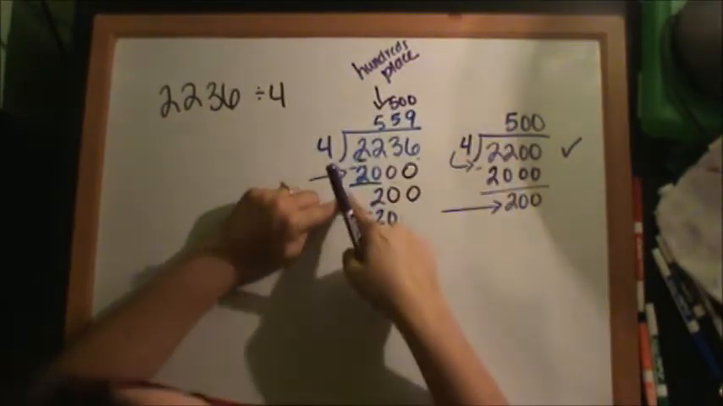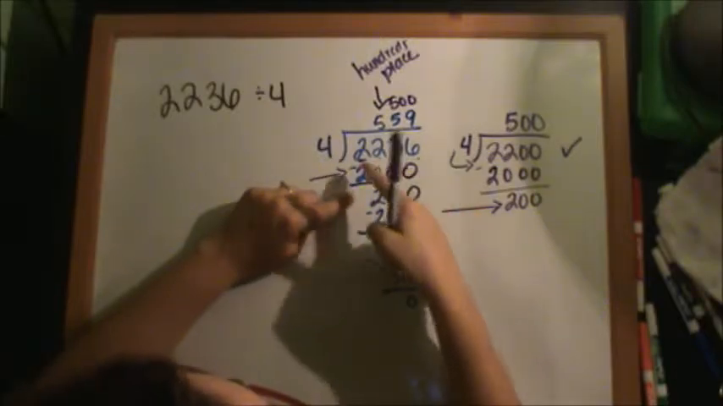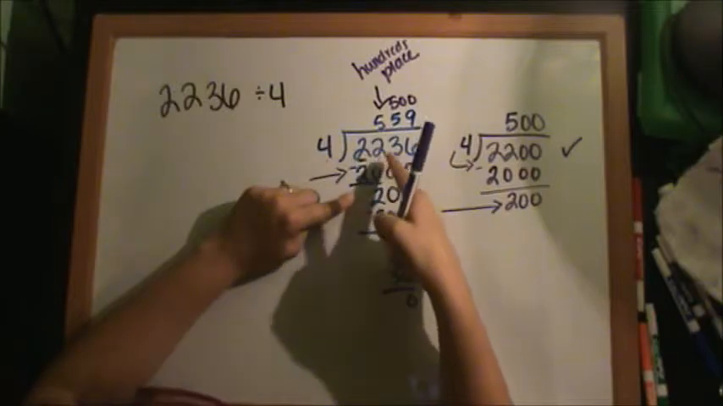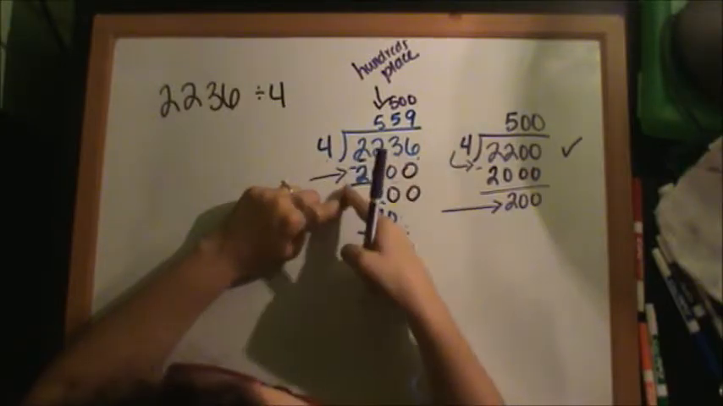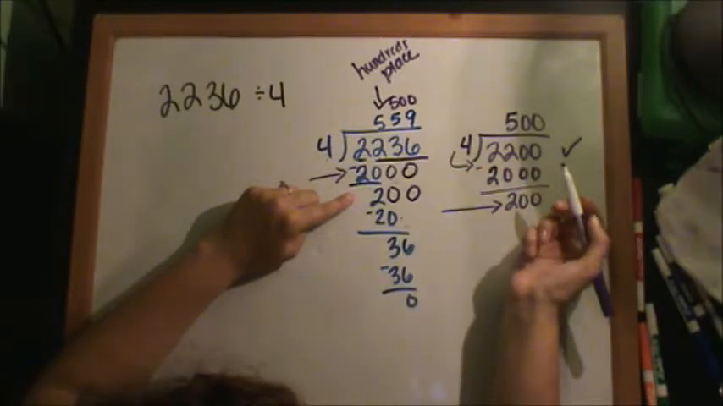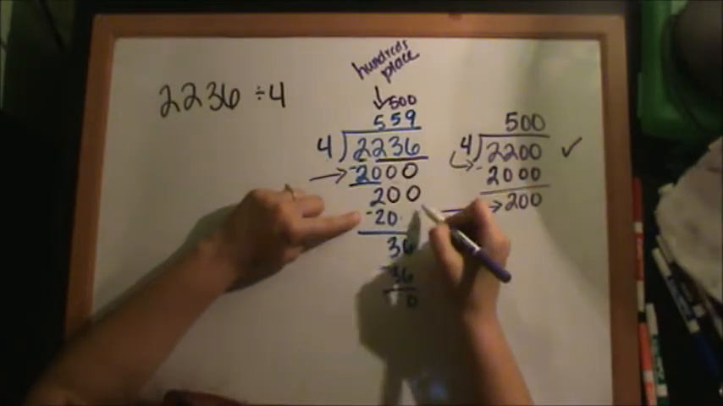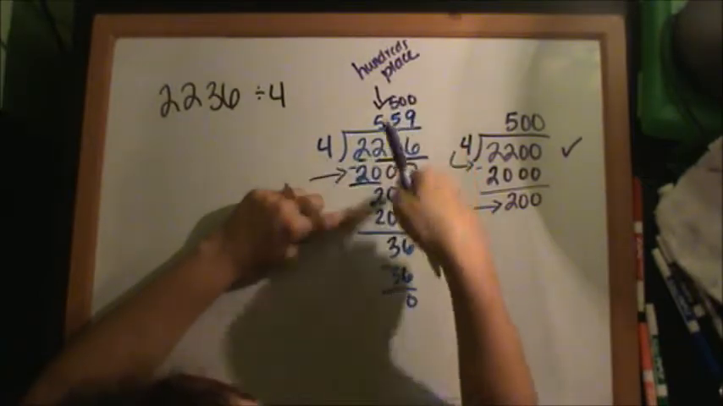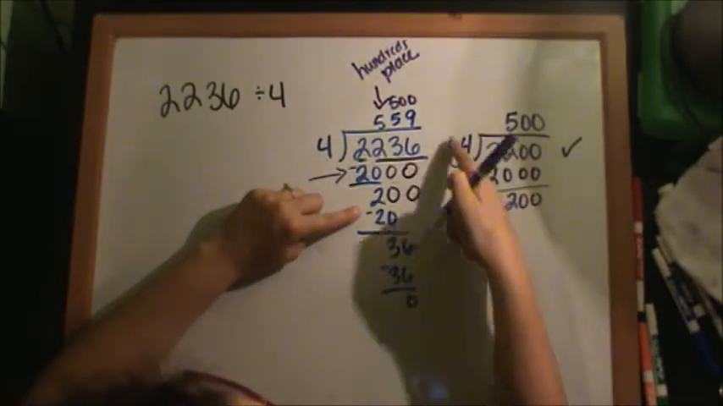4 times 500 gives us 2,000. We subtract it because it did not give us the full 2,236. It only gave us 2,000, so we still have to find 236. So we're going to subtract it, and we find that we have 200 left to go before we carry down more. So that's what we did.